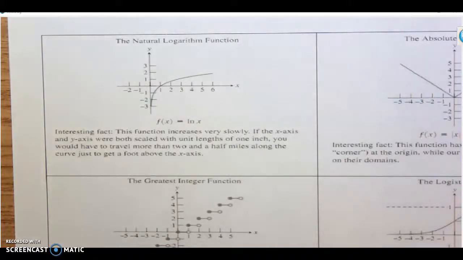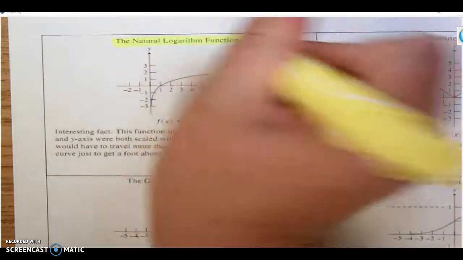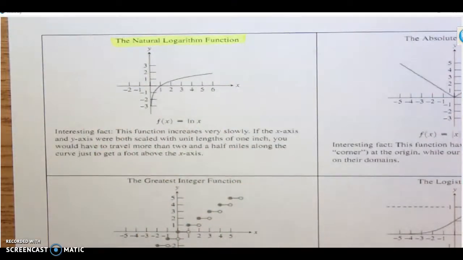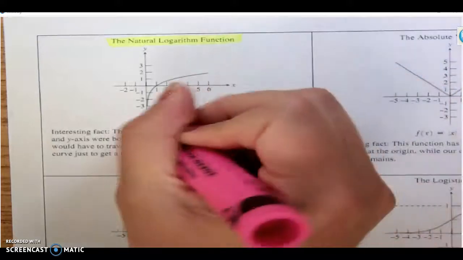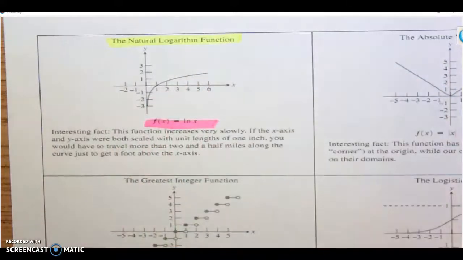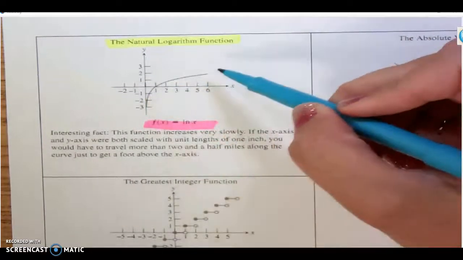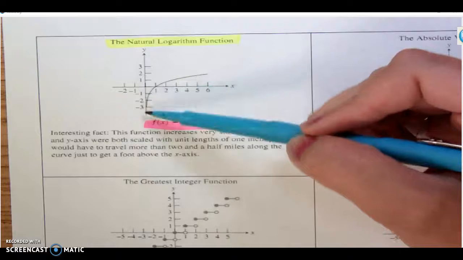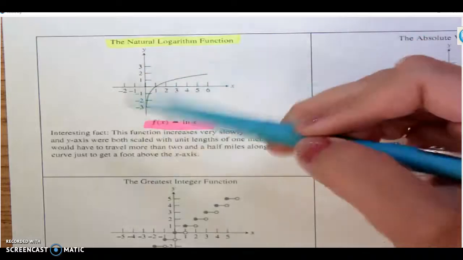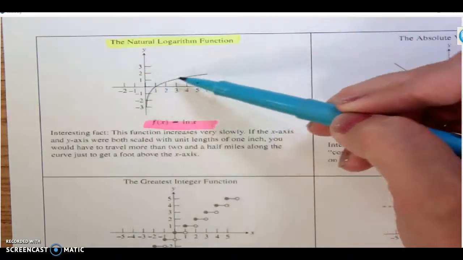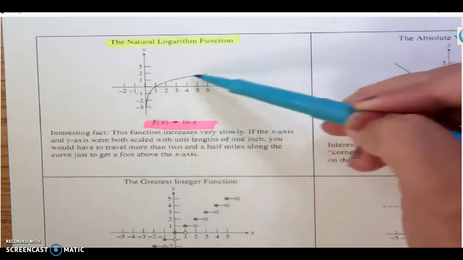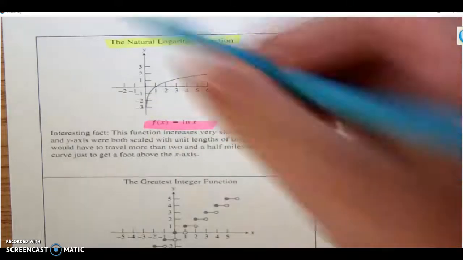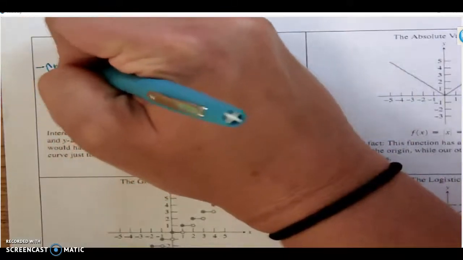So our next graph we're going to take a look at is the natural logarithm function. And the equation for it is f of x equals ln x. Okay, so for this graph, it is going to be a continuous graph. There is a vertical asymptote here, but because the only graph that we're looking at in its domain is here, it is continuous on its domain. So this is considered continuous.